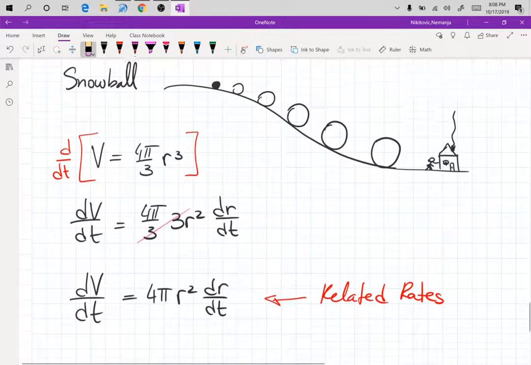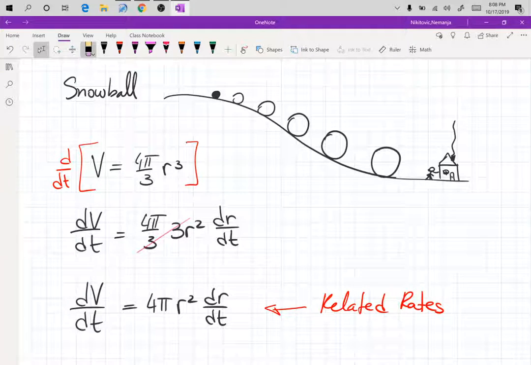The main part of these problems in 311 is for you to read the question carefully, think what kind of geometry you have, use the appropriate formula for that geometry, differentiate to get related rates, and then from that point on it is plug and pray that it will work out.